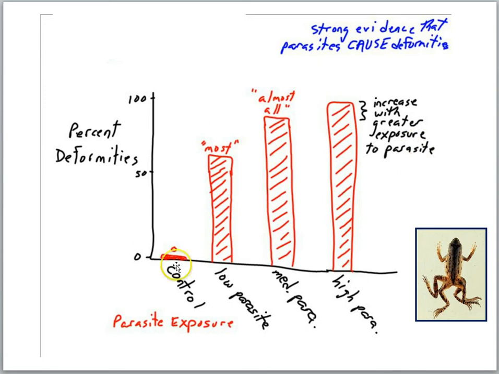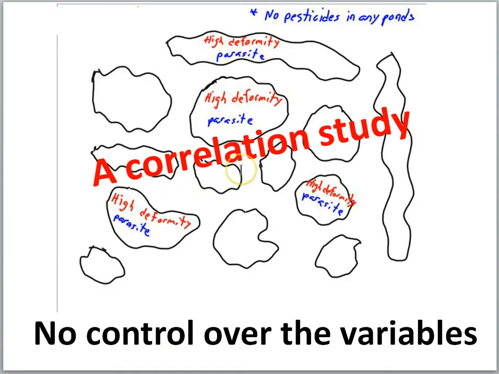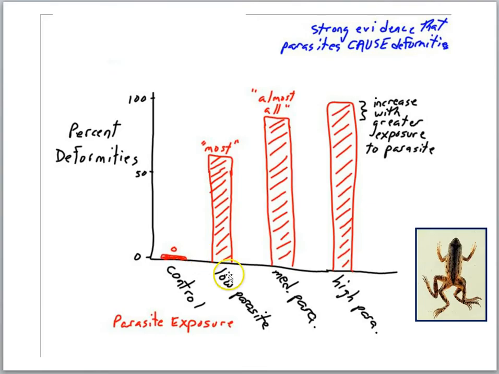So when you do an experiment like this, when you gain control over the variable, you can make conclusions about causation. When you're just making observations and looking to see whether there are regular relationships between two interesting things like parasites and deformities, that's a correlation study. You cannot make conclusions about causation here. You can only conclude that there's a correlation between parasites and deformities. You do not have control over the variables when you're just making an observation like this. To make conclusions about causation, you have to do experiments. You have to gain control over the variable and then compare the outcome to the control condition.